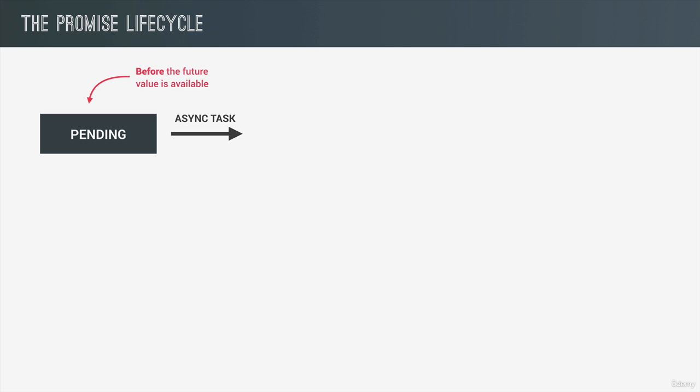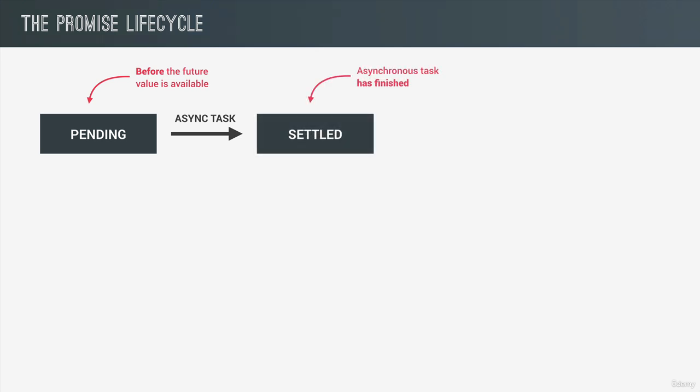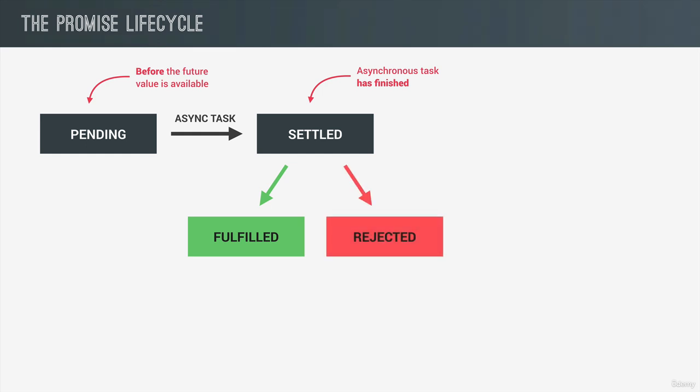Then, when the task finally finishes, we say that the promise is settled. And there are two different types of settled promises, and that's fulfilled promises and rejected promises. So, a fulfilled promise is a promise that has successfully resulted in a value just as we expected. For example, when we use a promise to fetch data from an API, a fulfilled promise successfully got that data, and it's now available to being used.